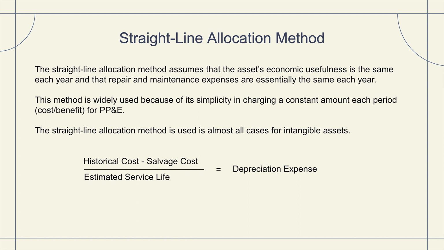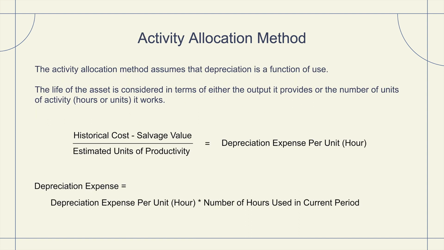That said, it can be derived in months, and therefore, whatever basis the denominator is, or the bottom number in your equation, will fuel the output. So if the bottom number is in years, then the output will be a per-year amount. If the bottom number or the denominator is in months, then the output, in fact, will be a per-month amount. The next method we explore is the activity method.